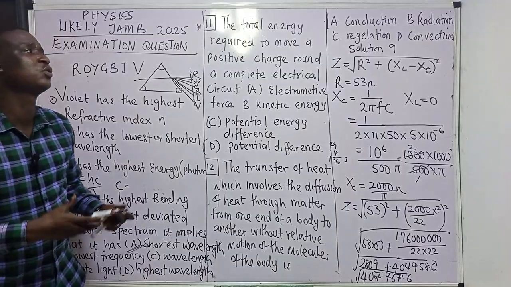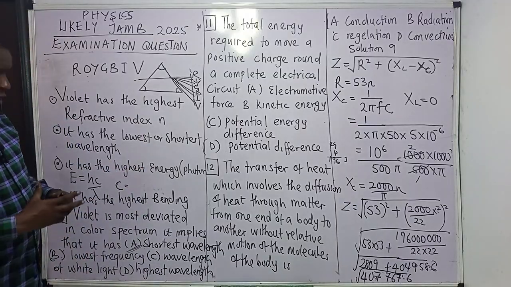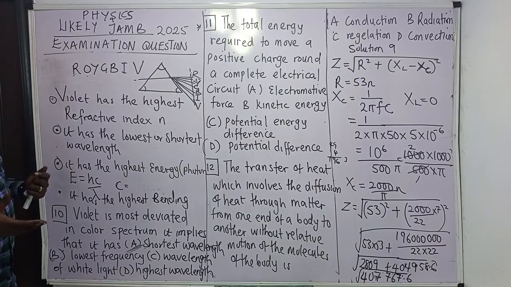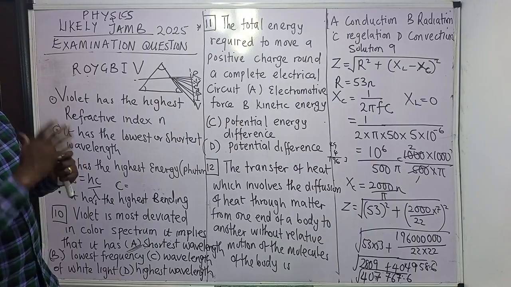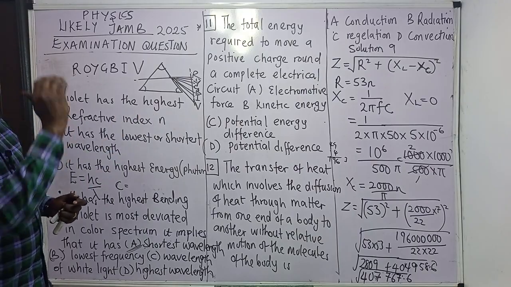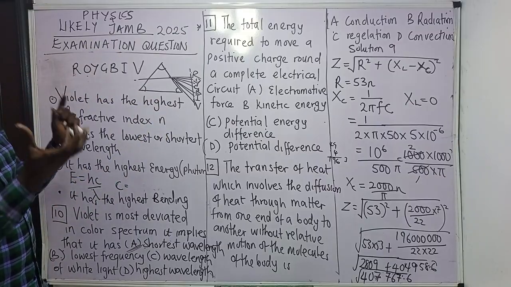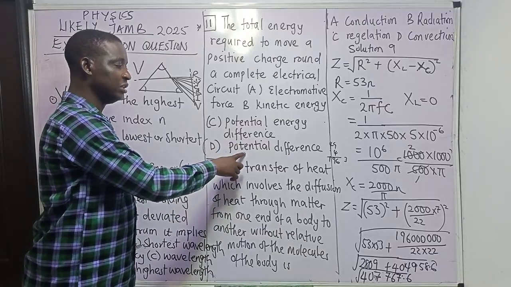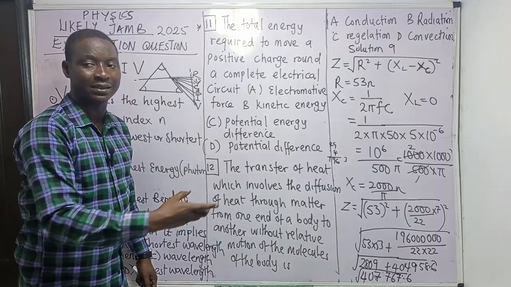The next one is that the total energy required to move a positive charge round a complete circuit or electric circuit is EMF. But if I remove the total and I put the energy required to move a positive charge round a complete electric circuit, I will choose potential difference, PD, or the terminal PD.